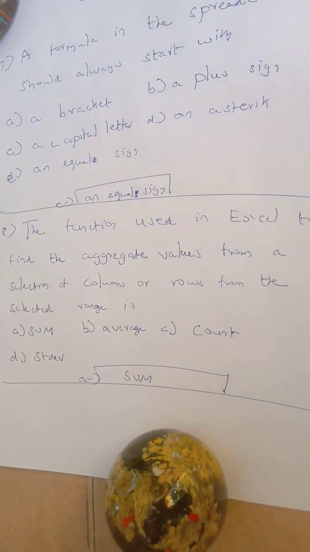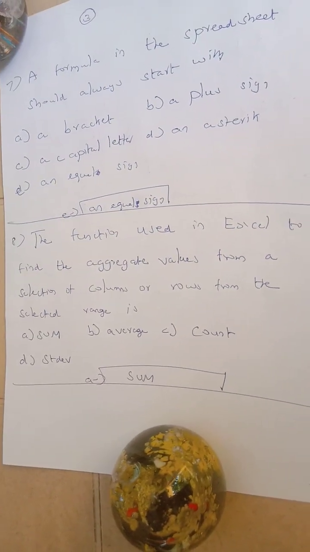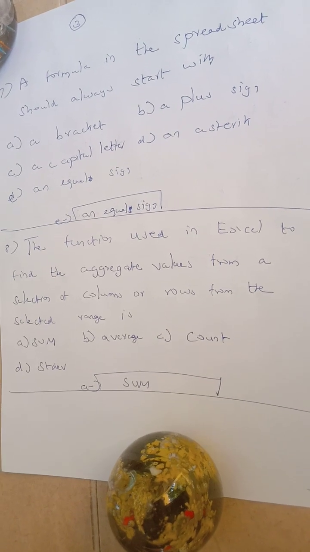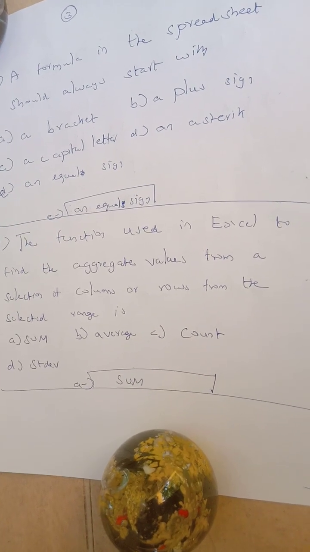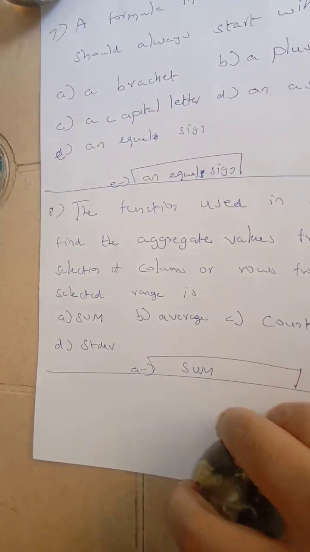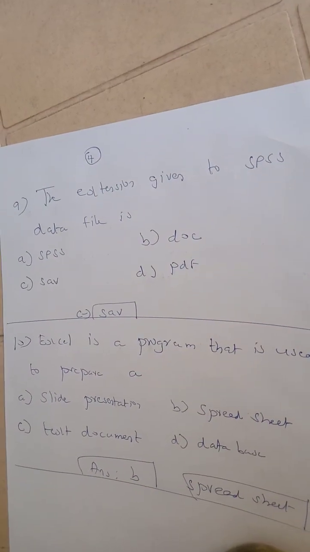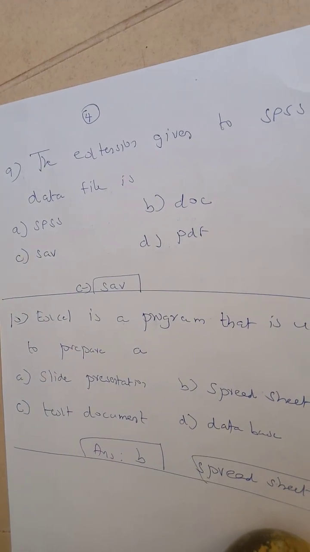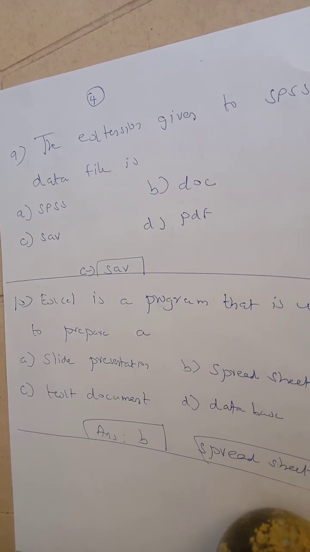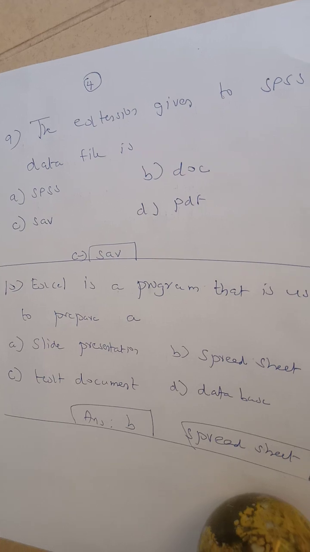Question number 8. The function used in Excel to find the aggregate values from a selection of columns or rows from the selected ranges. The correct answer is sum. Option E. Question number 9. The extension given to SPSS data file is, four options. Okay, the correct answer is SAV. The extension given to SPSS data file is SAV.